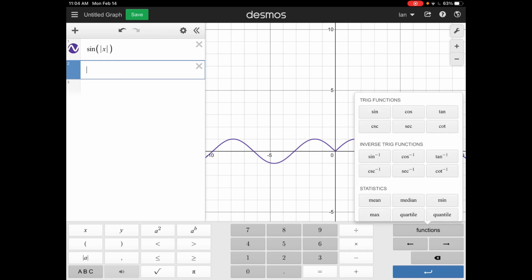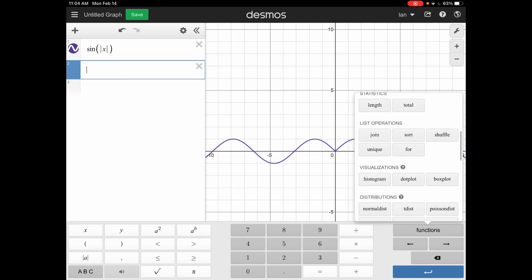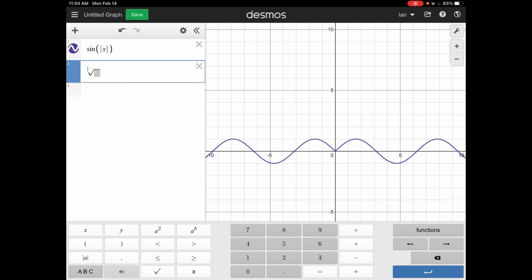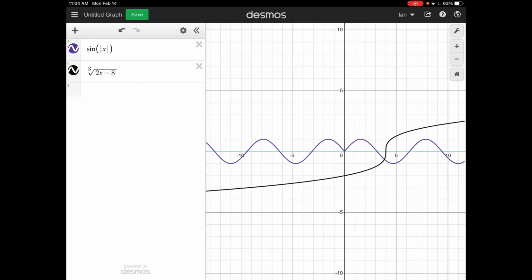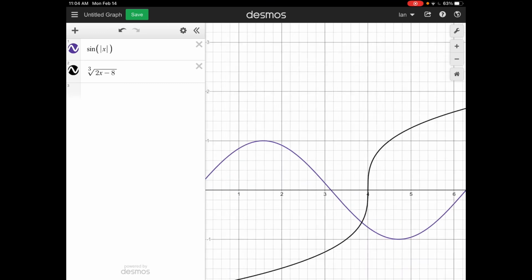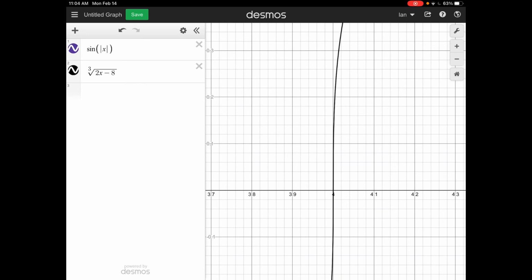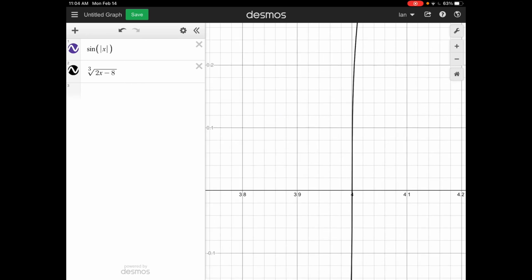So under functions, I have to go down a fair bit here. And there's my nth root. Okay, so cube root of 2x minus 8 was the other function. And it looks pretty continuous everywhere. The only thing is, at x equals 4, it looks like it might be vertical. Let's really zoom in. Oh, yeah. Oh, geez. That really does go vertical, just momentarily. Okay? So those are the types of problems we run into here.